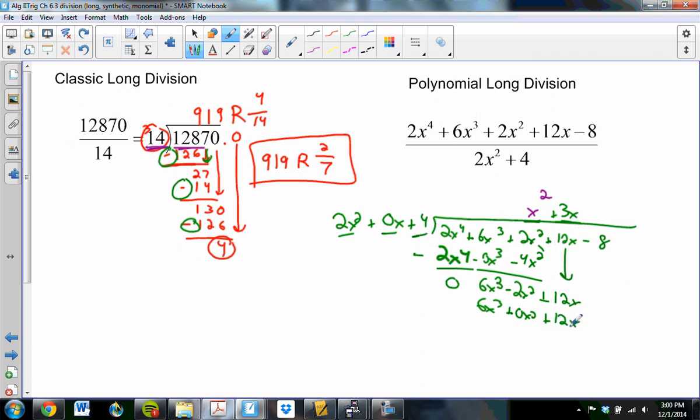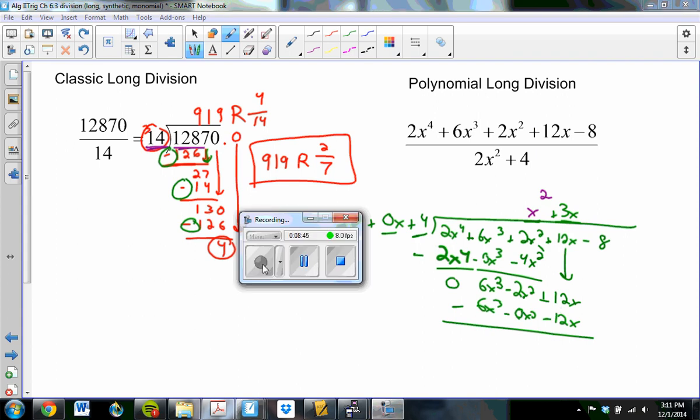I subtract again. When I subtract these again, all these signs switch. So this plus is really a minus, this plus is really a minus. When we do this subtraction, we actually get 0, 0, and 0. So everything's gone. And that's okay. It's kind of nice when that happens, actually. Drop down to negative 8, and we have a negative 8 here.